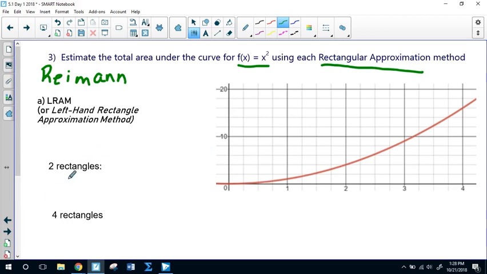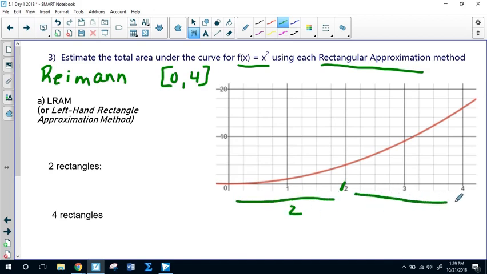You can create as many rectangles as you want, but I hope it makes sense that the more rectangles you have, the better your estimate. Okay, so if we're going to create 2 rectangles, let's have this go from 0 to 4, since that's what's showing up on my graph here. So I'm going to create 2 rectangles out of 0 to 4. The widths are going to be 2 each. Okay, so now I need to figure out the heights. And for the left, my height should start at the left value. So we should start at 0 for my height. And then for my second one, the height will be at 2.